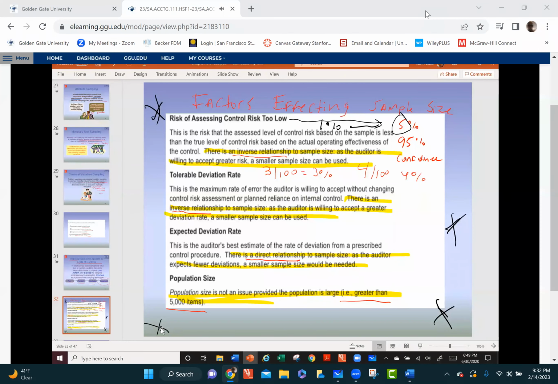Okay, so let's say I have 100 items and I'm willing to accept 3 times out of 100 that the supervisor didn't sign the time card, that means my tolerable deviation rate is 3%. If I'm willing to accept, say, 4 times that the supervisor didn't sign the time card, then my tolerable deviation rate is 4%. Now, at this point in time, how many time cards has the auditor looked at?